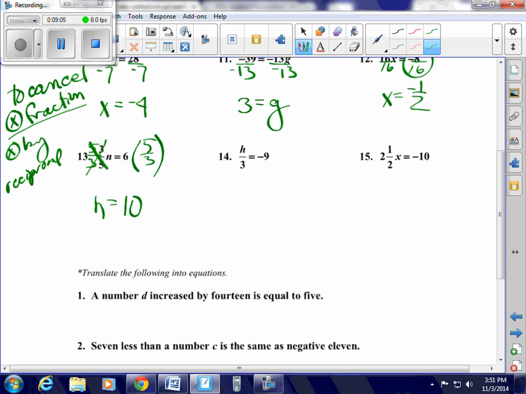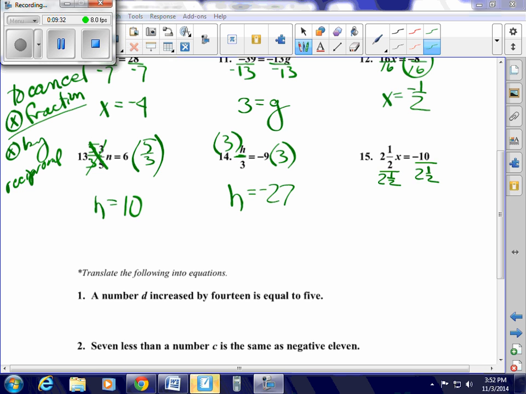Now in number 14, this fraction bar means divide. How do you cancel divide? Well, you multiply. Here's what I want you to do to show me that you're canceling the divide by 3. Just simply multiply by 3. H is equal to negative 27. Number 15, if you need to, divide both sides by 2.5. You've got a calculator that'll do that. X equals negative 4.